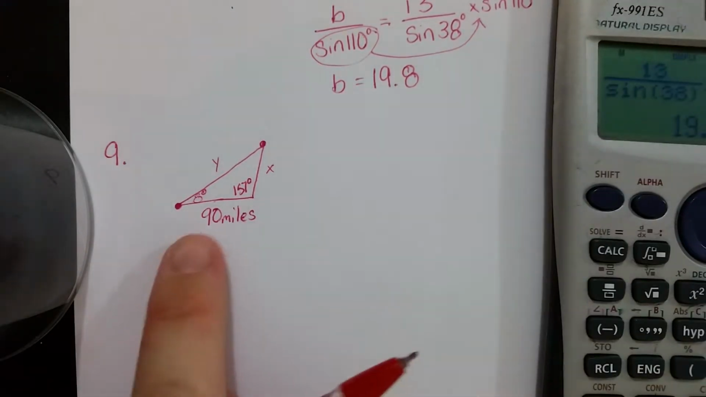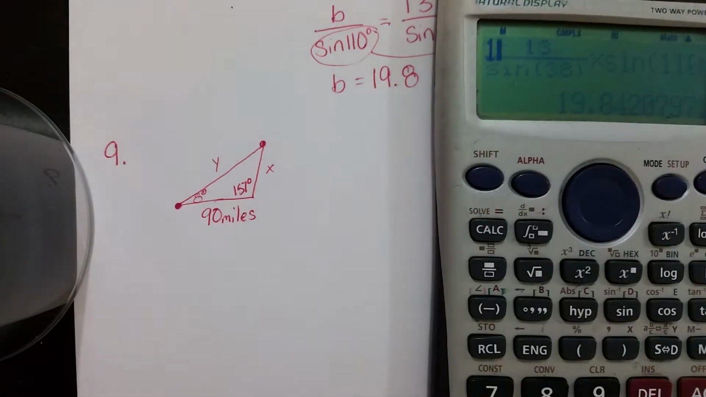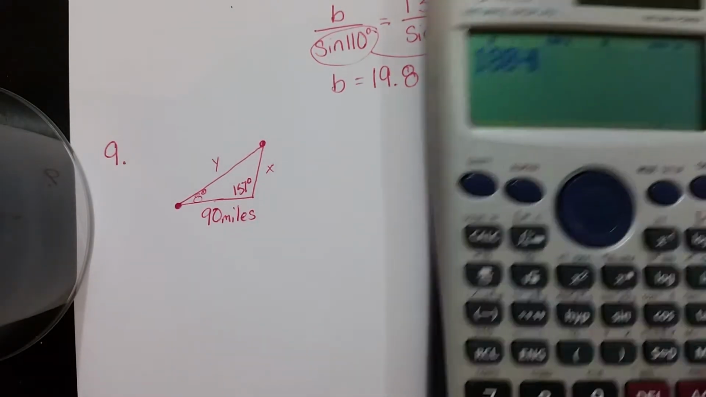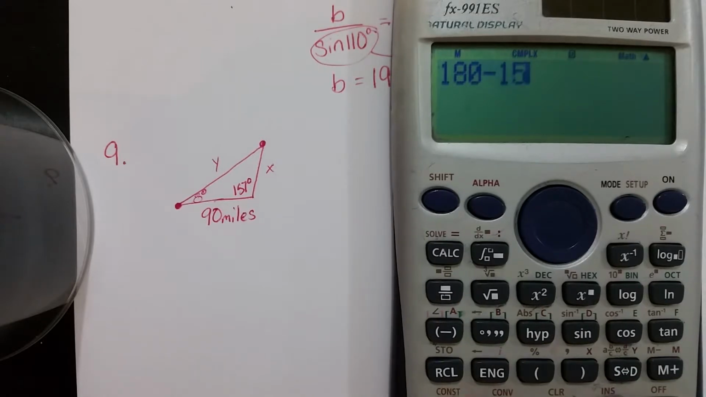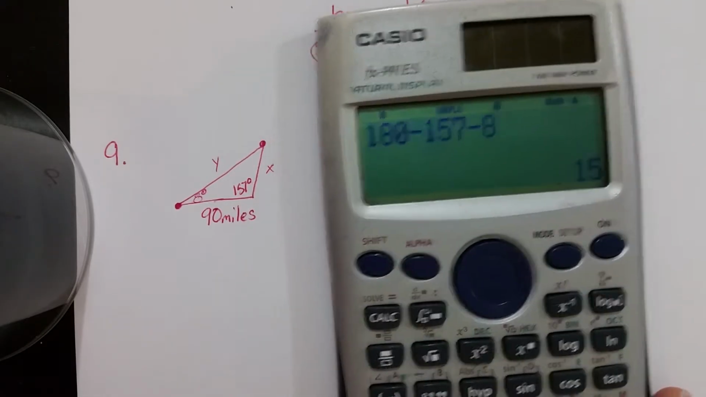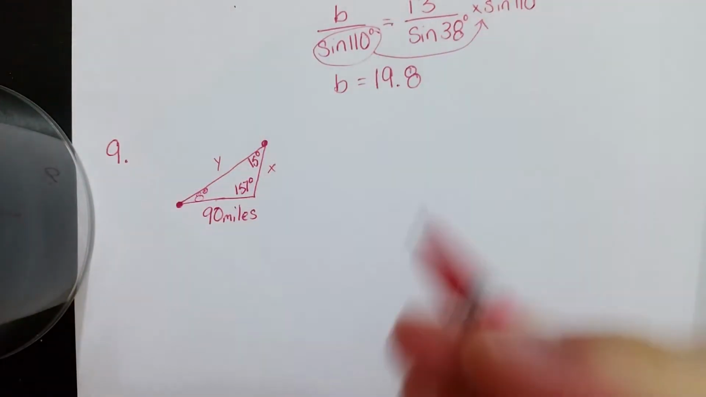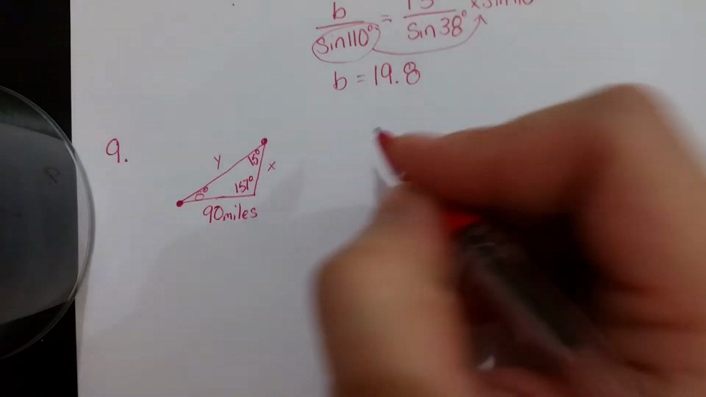So the first thing I'm actually going to do is find this missing angle. So I'm going to do 180 minus 157 and minus 8. So that angle is 15 degrees. And then I'm going to use that. I'll solve for X first.